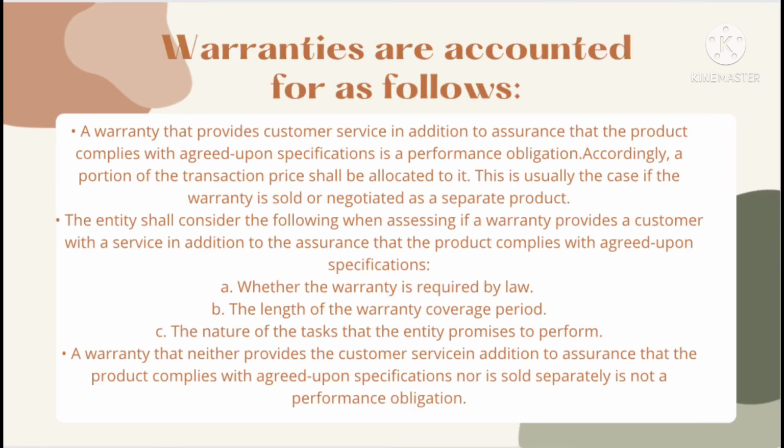So warranties are accounted for as follows: a warranty that provides the customer service in addition to assurance that the product complies with agreed upon specification is a performance obligation. Accordingly, a portion of the transaction price shall be allocated to it. This is usually the case if the warranty is sold or negotiated as separate product. However, a warranty that is not sold as a separate product is nonetheless treated as a performance obligation if the customer is provided service in addition to assurance that the product complies with agreed upon specification.